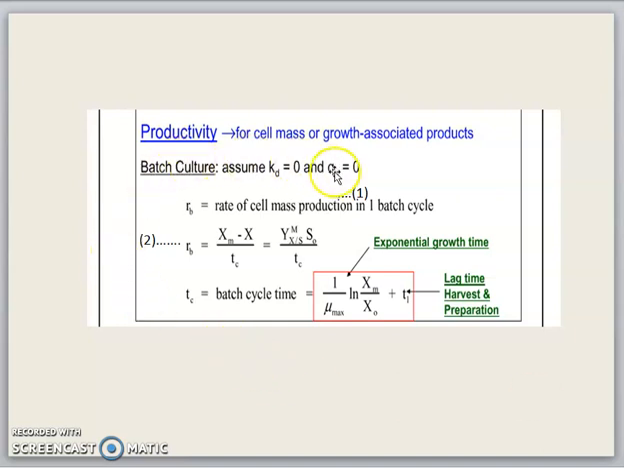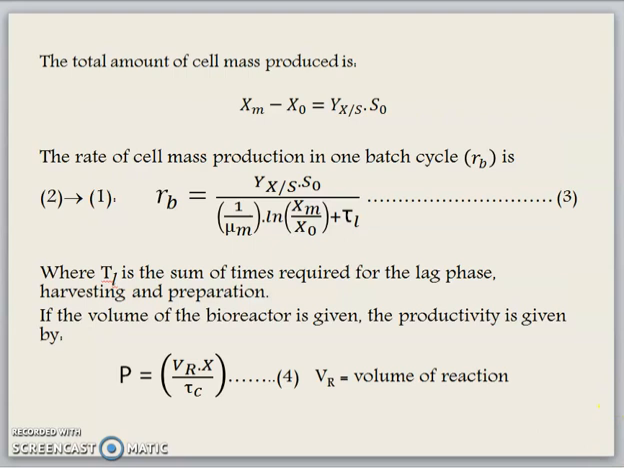From the equation here, I would like you to identify all those terms in this equation. What is Sm, what is S naught, what is X, in order for you to understand more of the equation. The total amount of cell mass produced, you can identify from the equation Xm minus X naught equals Yxs times S naught. And the rate of cell mass production in one batch culture, which is denoted by RB, is given by equation 3 here.